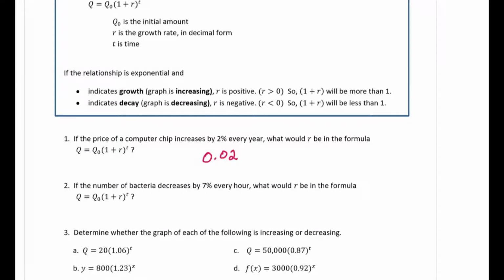Problem 2. If the number of bacteria decreases by 7% every hour, what would r be in the formula? Since it's decreasing, it's negative. 7% is 0.07, so r is negative 0.07.